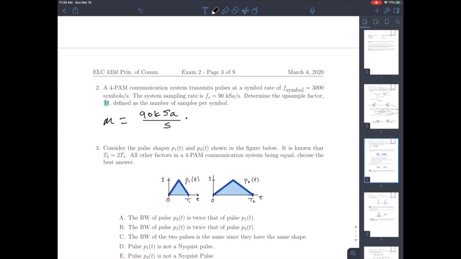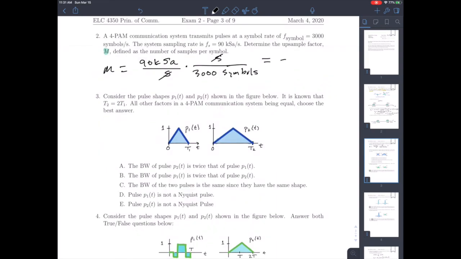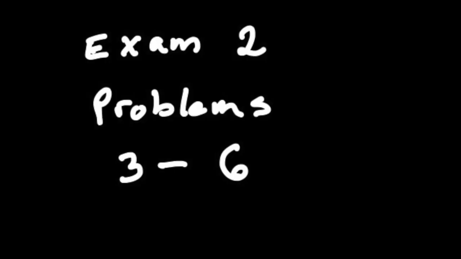Okay, so we want samples in the numerator per second. All right, and then if we divide by 3,000 symbols per second, we see that seconds cancel, just like any other units problem, and we end up with M being 30 samples per symbol. All right, so that's the answer on problem number 2.